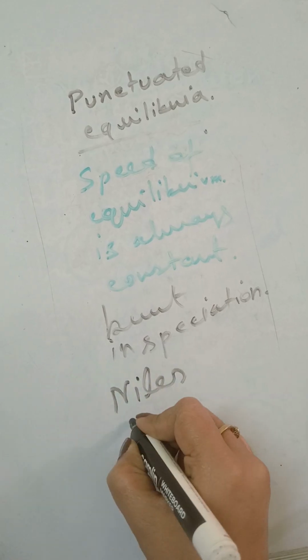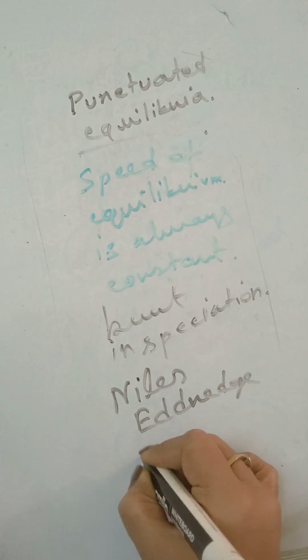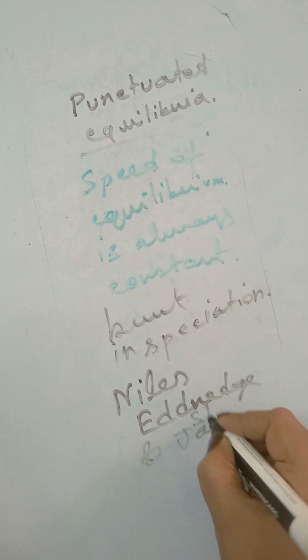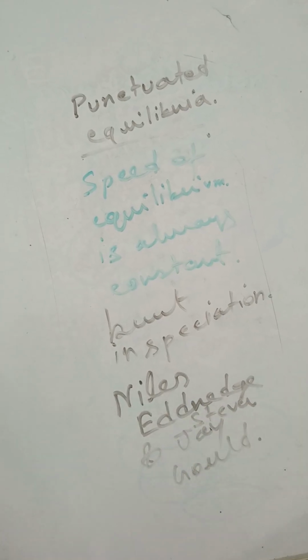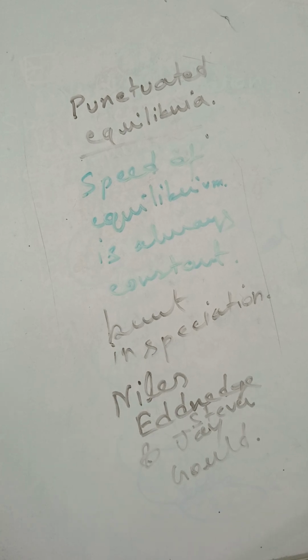Niles Eldredge, and another one is Stephen J. Gould. Okay, these two scientists coined the term punctuated equilibria.